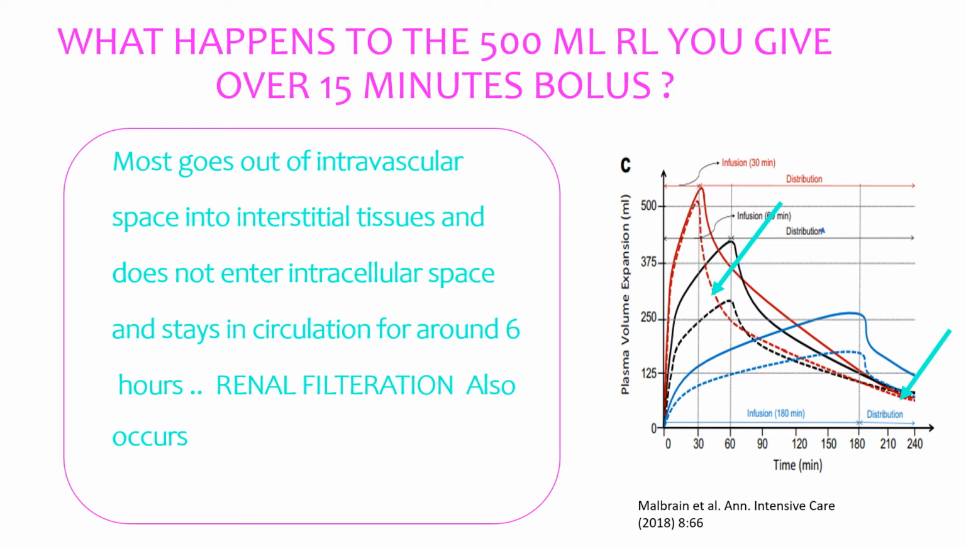Most of it has moved out into the extravascular space, and some of it gets filtered across the glomeruli and is passed out as urine. So that is the total time your Ringer's lactate or normal saline stays in your circulation, and the leak which I told you about is more than, it moves out faster.